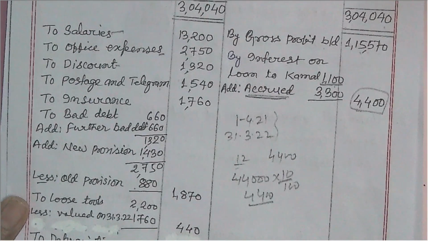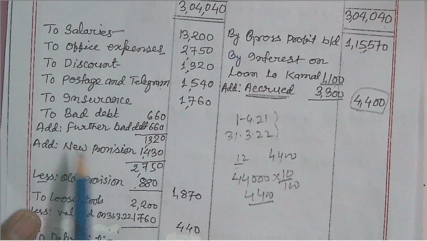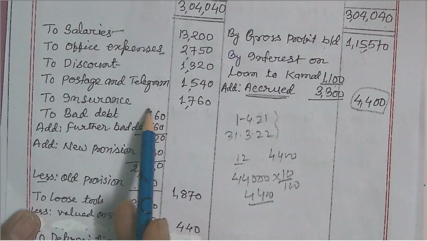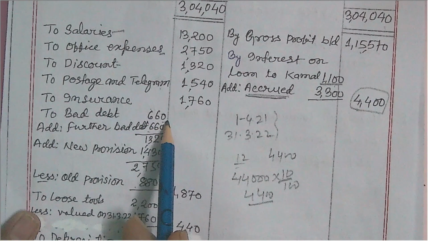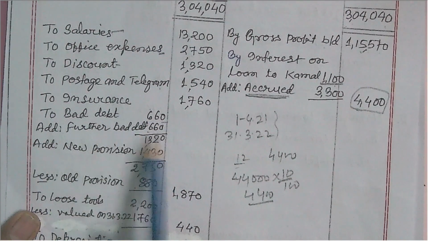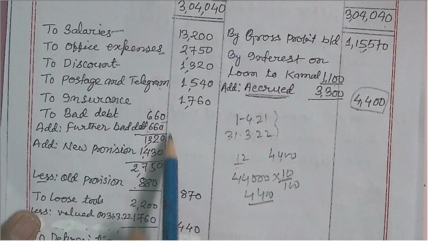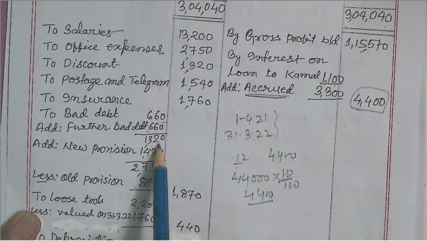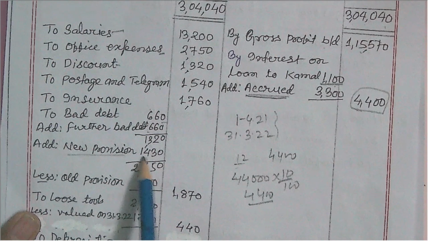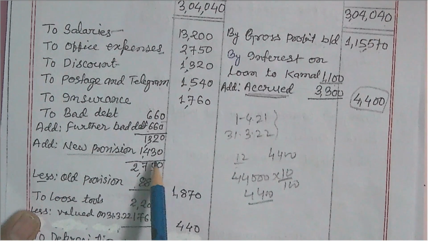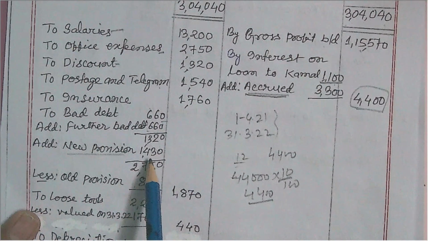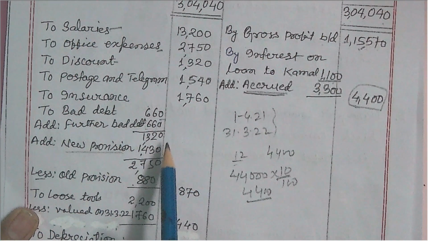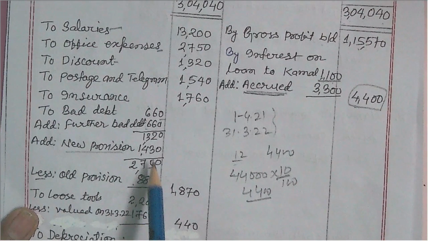So the total 1 year interest amount we have to show, and in this way we calculate interest amount. And bad debts, further bad debts is given in the question, you have to write 660, and 660 is already in the trial balance. This is the amount already written off, and further bad debt 660 is given in the question. After adding this, 660 plus 660 is 1320, and a new provision for 1,430 rupees. This you have to calculate on the debtor balance, so the debtor balance after deducting the further bad debt 660, and 2750 you will total.